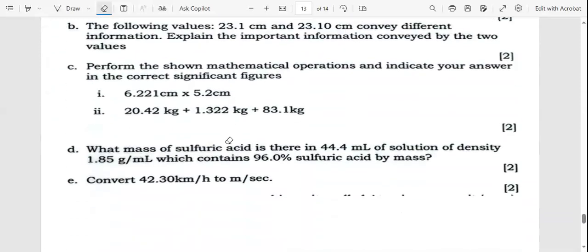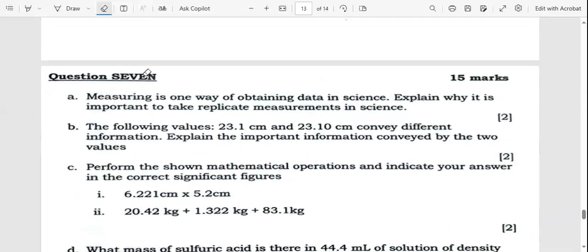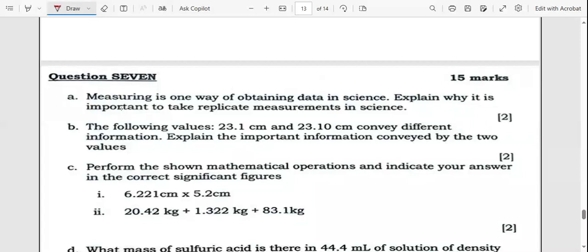So now let's go to the calculation part. The first one says measuring is one of the ways of obtaining data in science. Yes, it's true. As scientists, we do this. Explain why it is important to take replicate measurements in science. Suppose we have found that the length of this tire is 20 meters. Why do we have to repeat and take replicates?